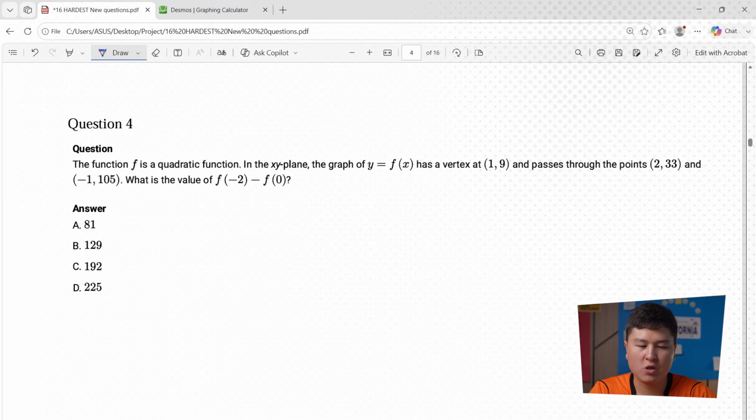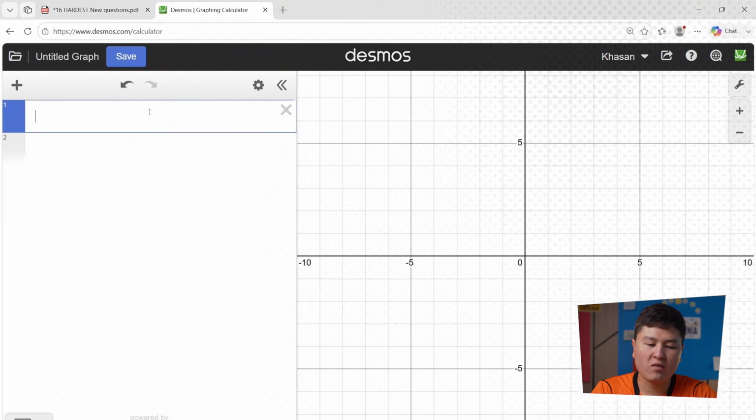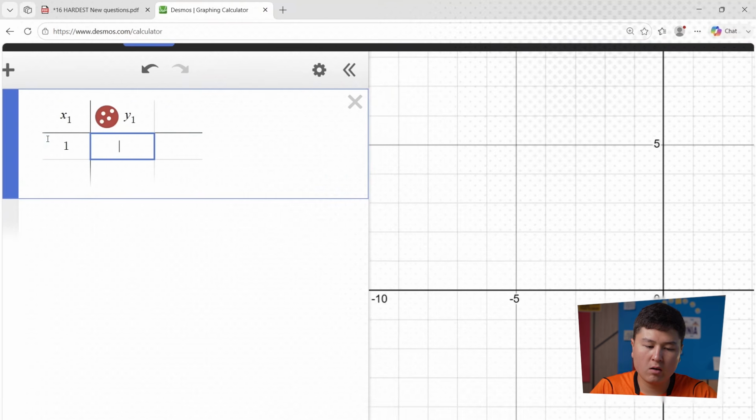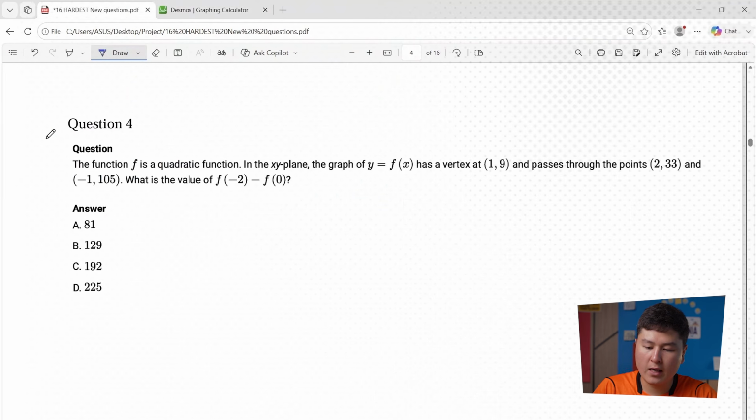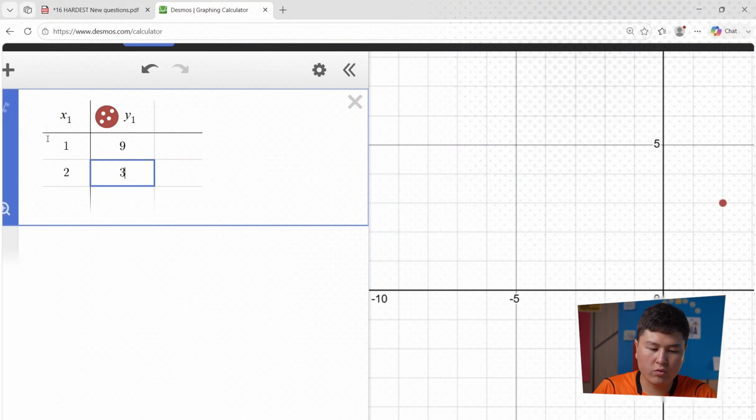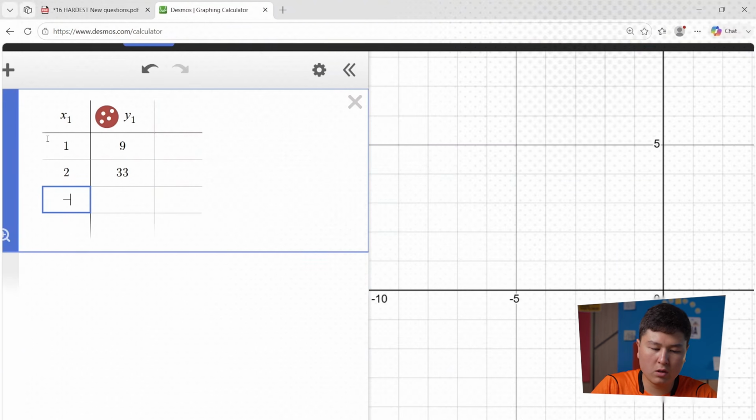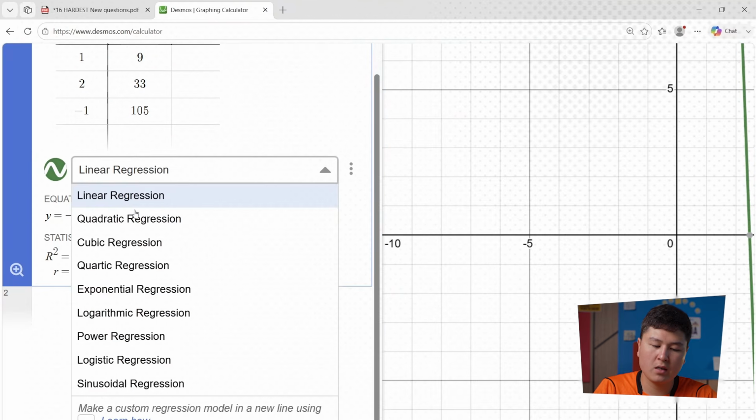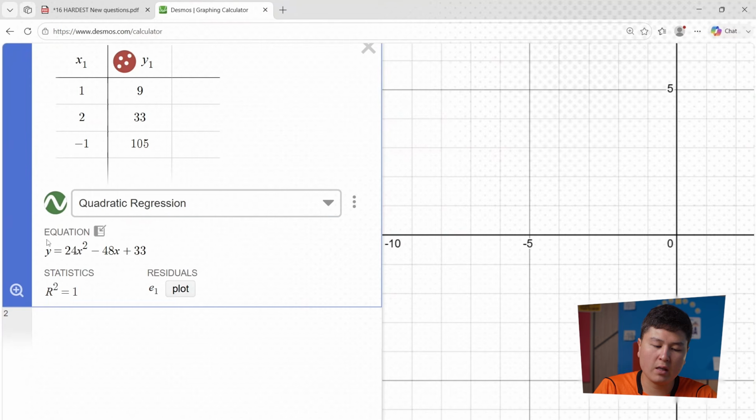In this question, you can just go to Desmos. And guys, since you are given 3 points, create a table and write down 1, 9, and we have 2, 3, and then -1 and 105. And then just add the regression. So it is not linear, it is a quadratic regression, and now we're having the result.